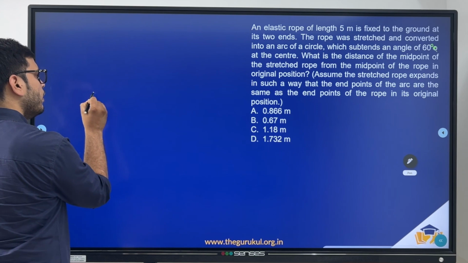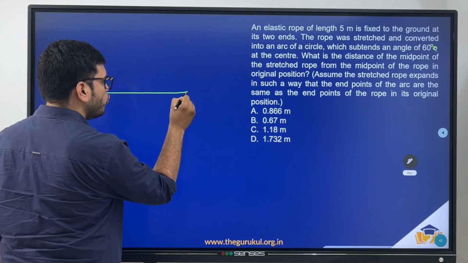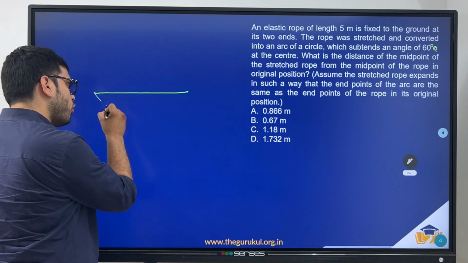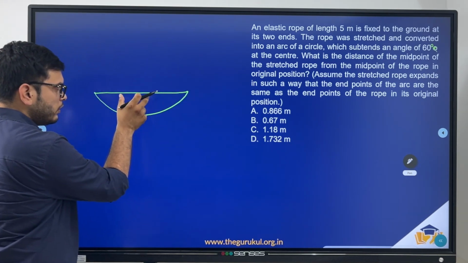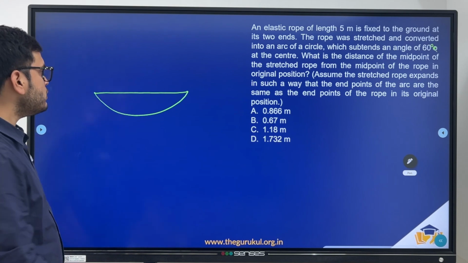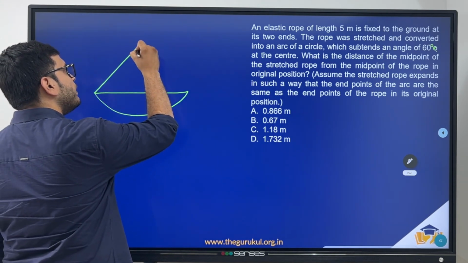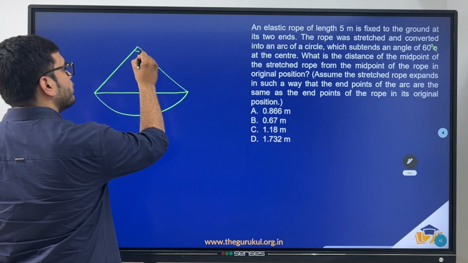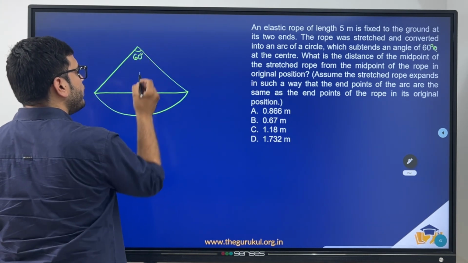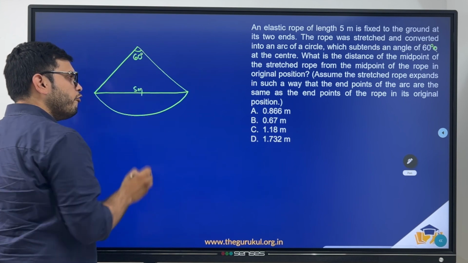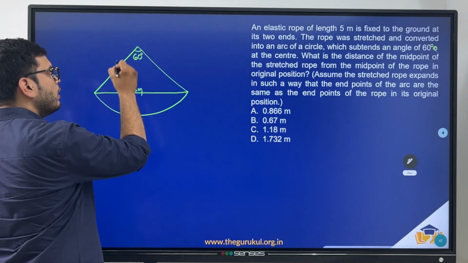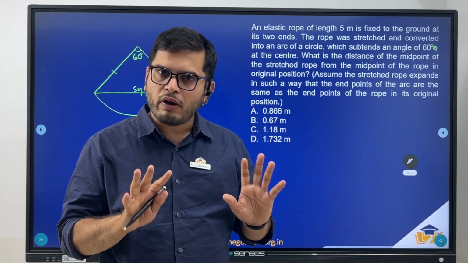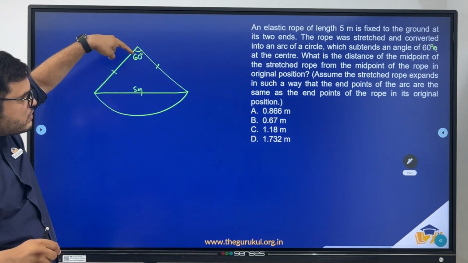So let me consider these two to be the endpoints of the rope. Now this was stretched to form an arc, and the length of the rope is given to be 5 meters, and this arc subtends an angle of 60 degrees at the center, right? And this is given to be 5 meters, and we know that these two are nothing but radii of that arc, and they should be equal in measure. Now this is 60 degrees.